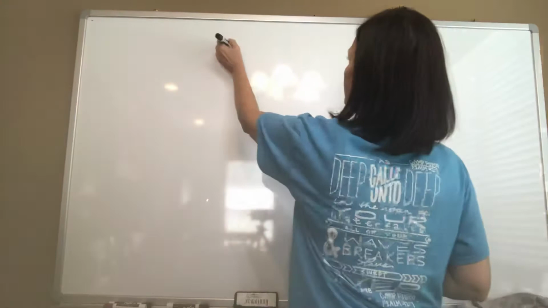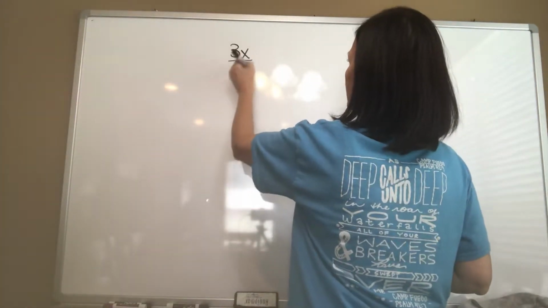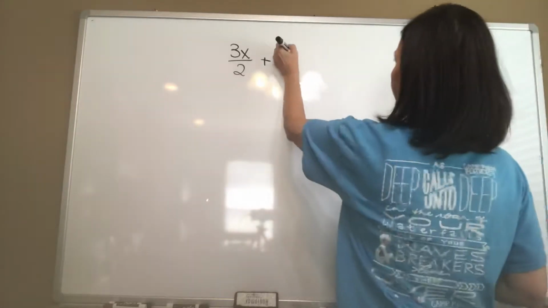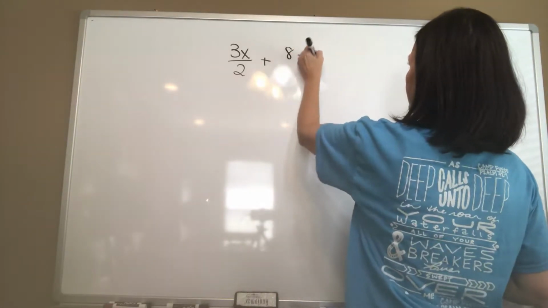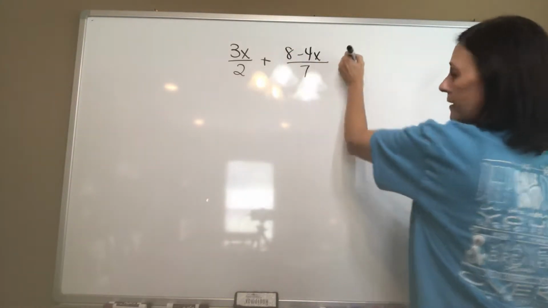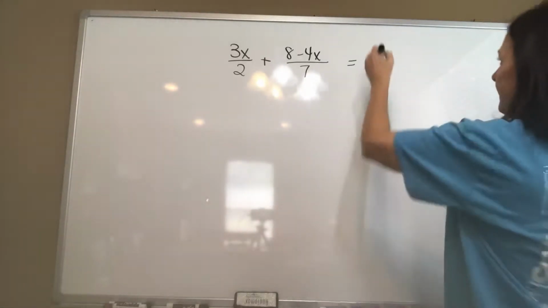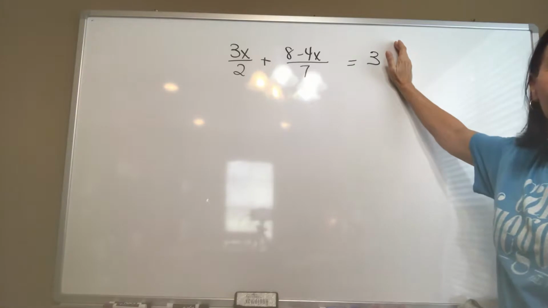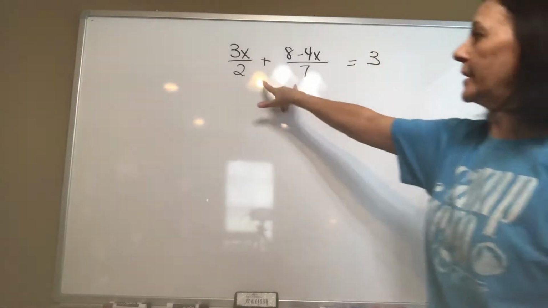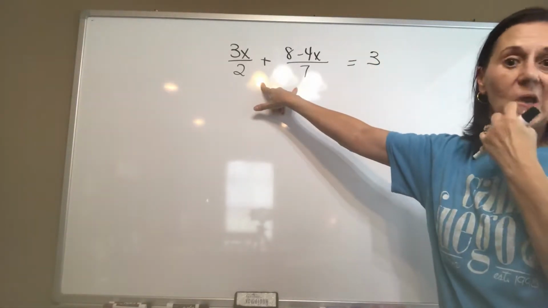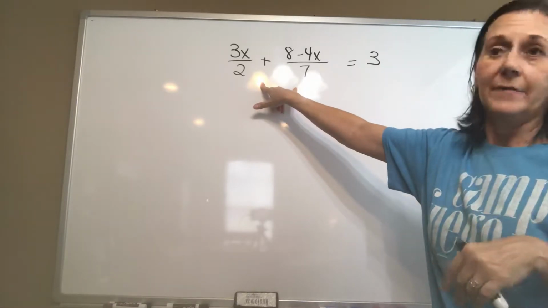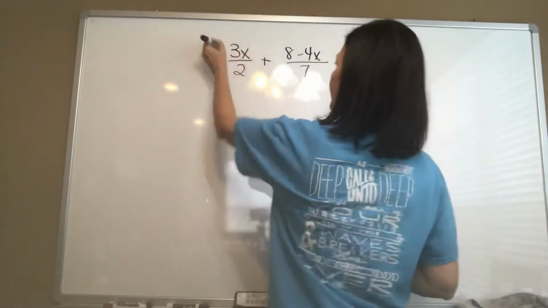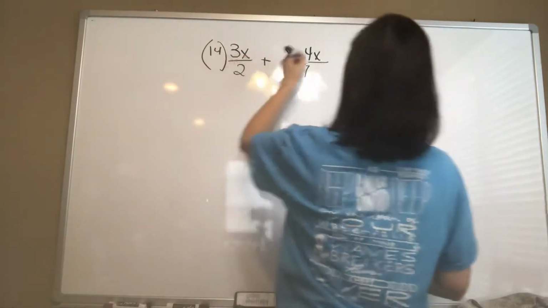3x over 2 plus 8 minus 4x over 7 equals 3. Remembering that 3 is just like 3 over 1, so its denominator is 1, so we're just looking at 2 and 7. Well, the only common denominator would be 14, so we're going to multiply every term by 14.